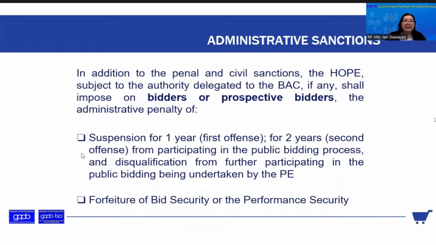So yan. The second one is forfeiture of bid security or performance security. So ito po yung bid security. Of course, it can be in the form of bid security declaration, no? Pwede siyang surety bond, cash, cashier's check, manager's check. So for performance security naman, ito yung performance security declaration. The same then, which is provided under the rules, which is surety bond, cash, no? Sorry, cashier's check or manager's check.